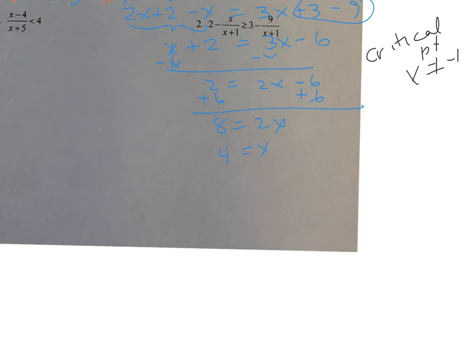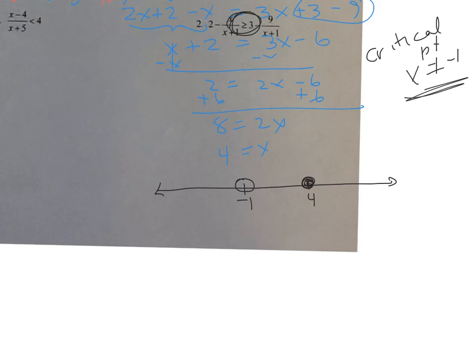Okay, so you're going to draw a number line. Put negative 1, the critical point, on there, and positive 4. The critical point is always an open circle because it can't be equal to negative 1. And then the 4 will be based on what we have up top, which is an equal sign, so that'll be a solid circle.